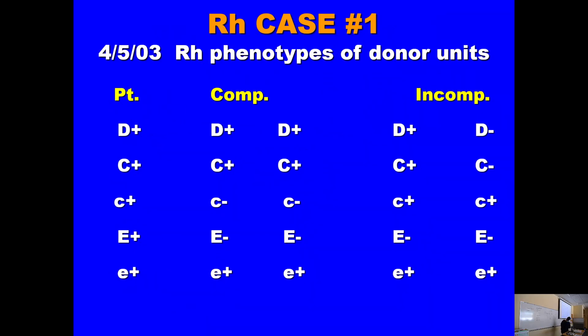So the donor units, here's the patient. See, they had little c and little e. So the donor units that were compatible were these guys, but then these guys were non-compatible. As we look, we can see the ones that were compatible had no little c, but a little e, versus the non-compatible had both little c and little e.